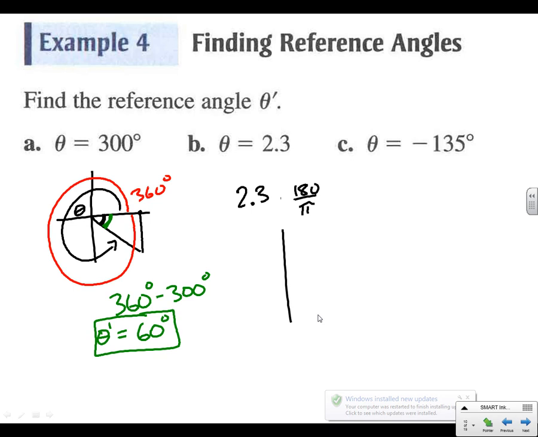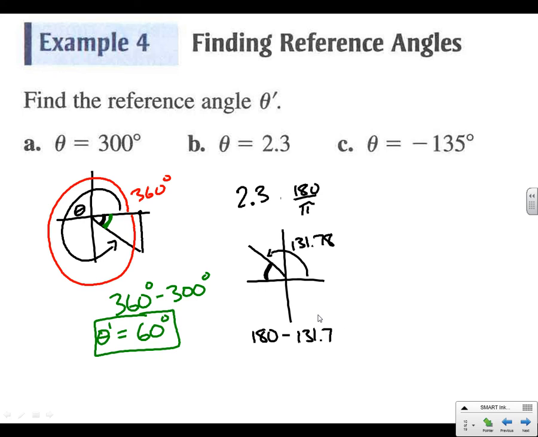So we'll call that quadrant 2. This is 131.78. What's the reference angle going to be? It must be 180 minus 131.78 to figure out what's left over. And so that's going to be 58.22 degrees. We could turn that back into radians if need be, if the problem specified that we had to be in radians.